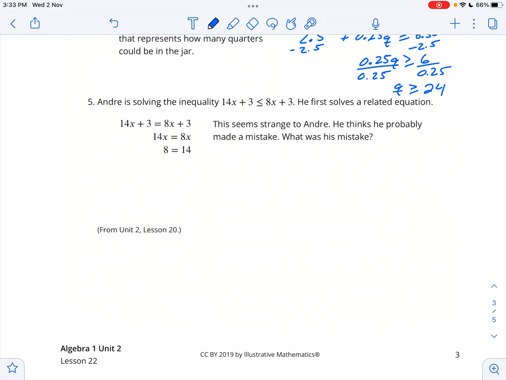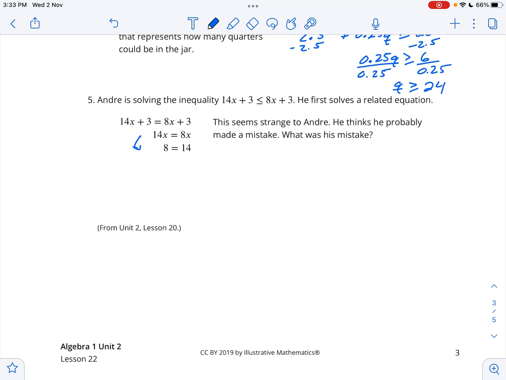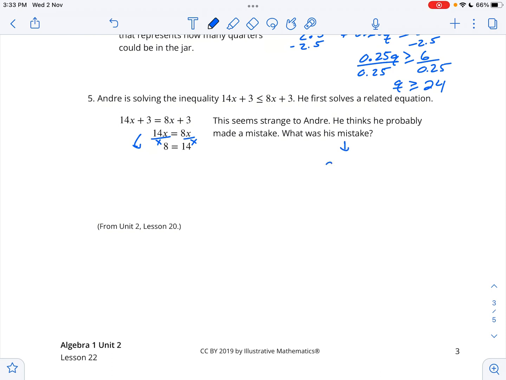All right, getting into some of the review problems. Question 5. Andre is solving the inequality listed there. He first solves a related equation, 14x plus 3 equals 8x plus 3, and it goes through and he solves that out. This seems strange to Andre. He thinks he made a mistake. What was his mistake? So on this one, his mistake happened going from step 2 to step 3. And what it looks like Andre did is he tried to divide both sides by x. And as we learned earlier in this unit, you can't divide both sides by x, because when you do that, you possibly eliminate a solution. So his mistake was dividing by x.